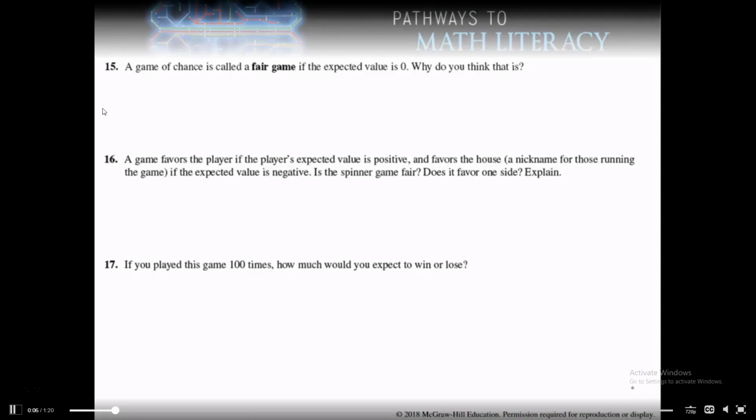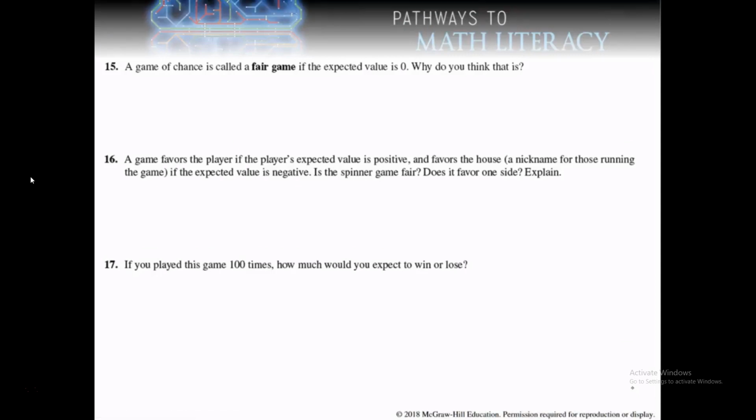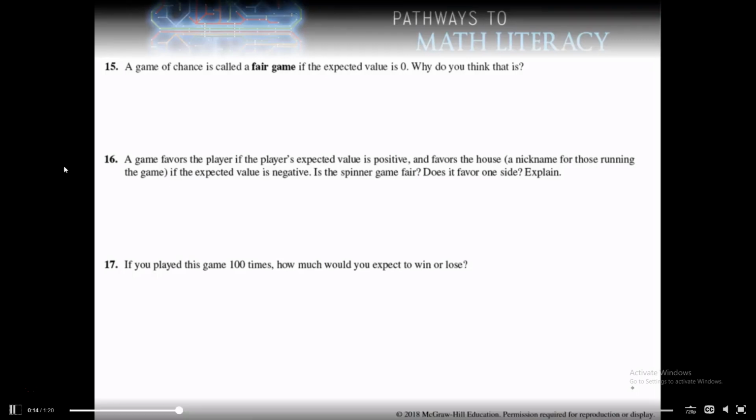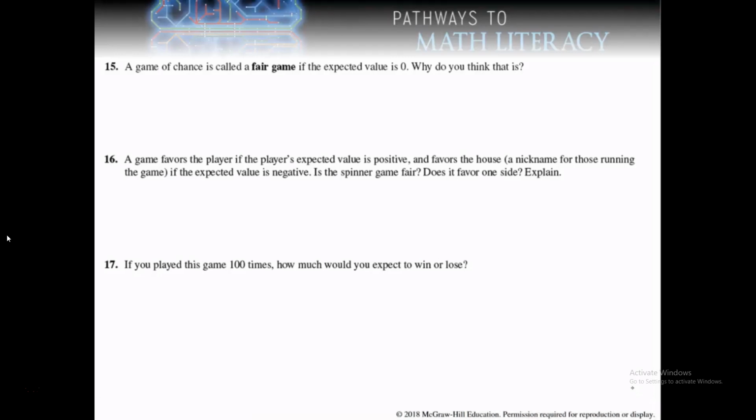In 15, a game of chance is called a fair game if the expected value is 0. Why do you think that is? Well, an expected value of 0 means that you expect to break even in the long run. And that means that the person running the game will too. So both sides are breaking even.